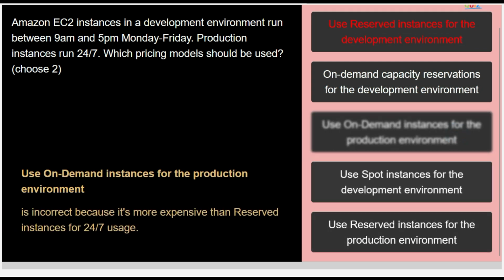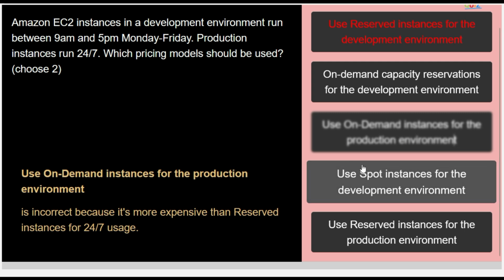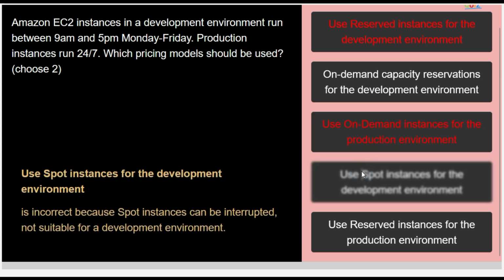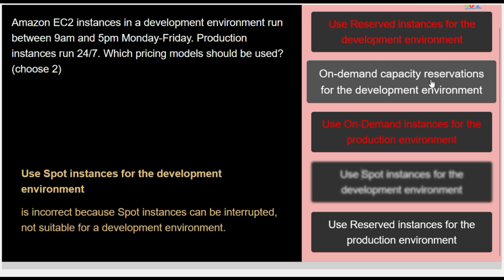Use on-demand instances for the production environment. This option is incorrect because it's more expensive than reserved instances for 24/7 usage. So option number 3 is also the wrong answer. Option number 4, use spot instances for the development environment. This option is also incorrect because spot instances can be interrupted, not suitable for a development environment. So option number 4 is also the wrong answer.